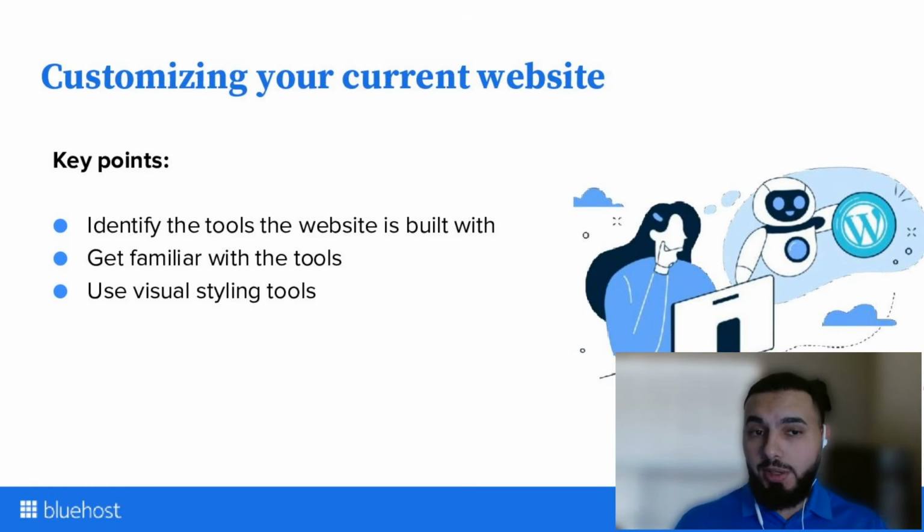And we need to get familiar with the tool that the website is built with. We need to learn it a little bit, find some resources to help us be able to edit the website. Also, if we happen to not be able to find the tool, or the website happened to be custom coded by a developer from the past that you worked with, and there are no tools to edit it, we will go through some tools that you can add to your website to add visual styling elements that can help you style your website visually without having to code.